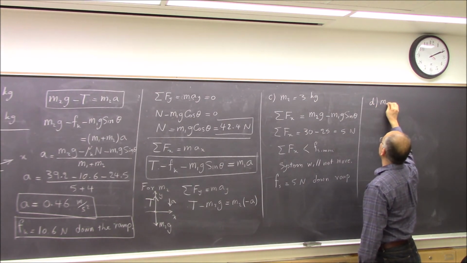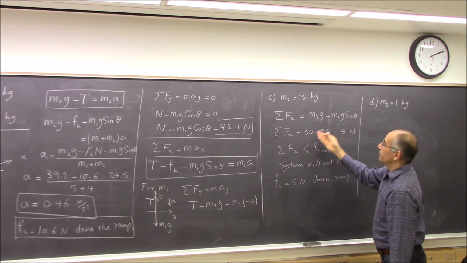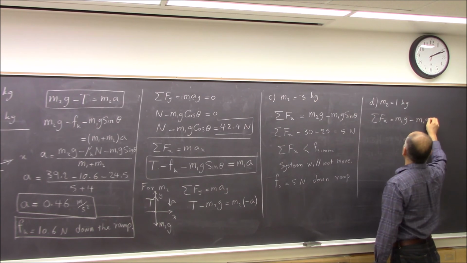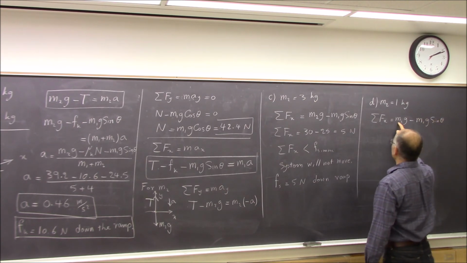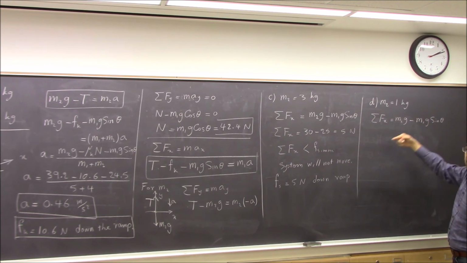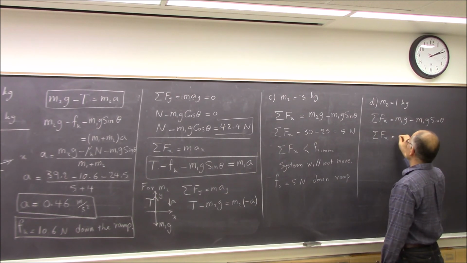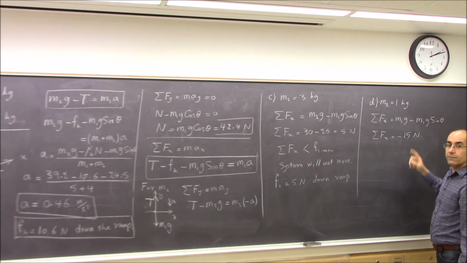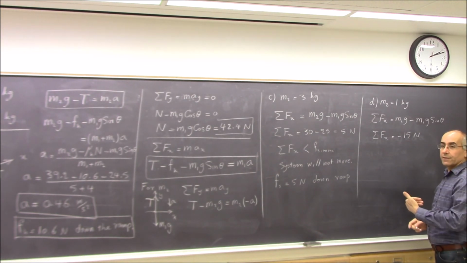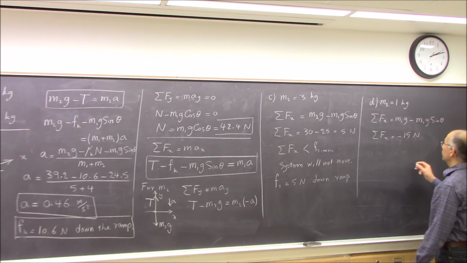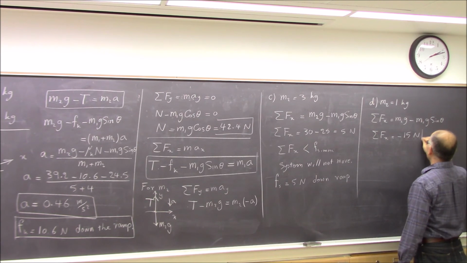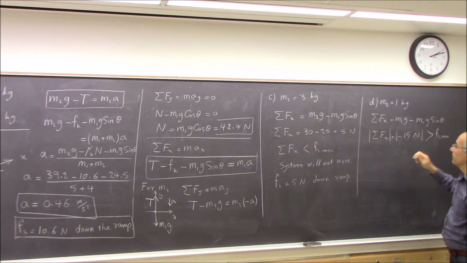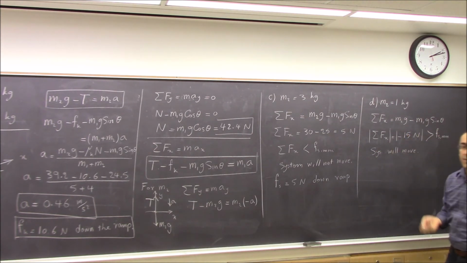And now, part D. What if M2 is 1 kilogram? Then again, to write this, sum of Fx will be M2G minus M1G sine theta. So that would be 10 Newton minus 25 Newton, will be negative 15 Newton, right? This has a magnitude that's greater than Fs max. So the system will move in which direction? In the negative x direction, right? Because the sum of Fx is negative. Fs max was 12 Newton, right?